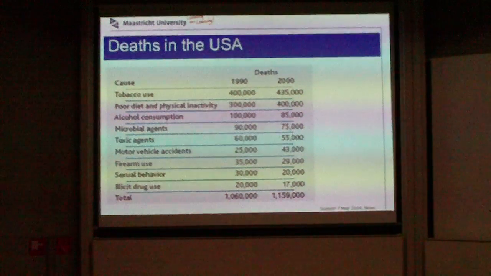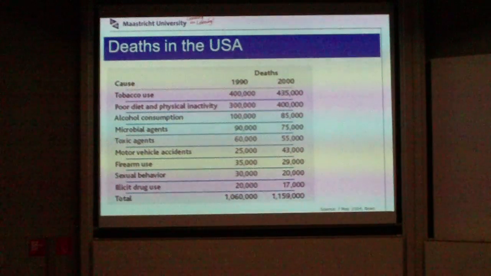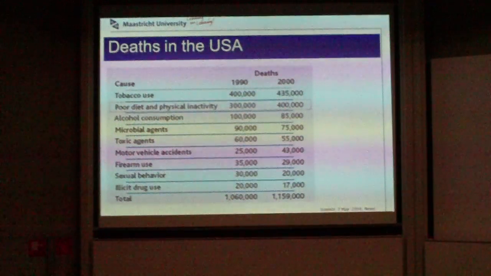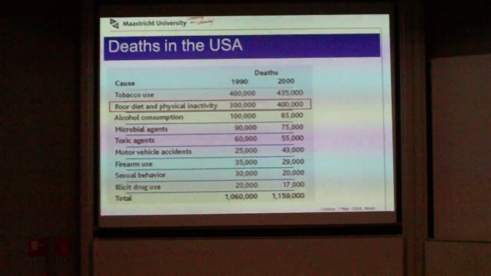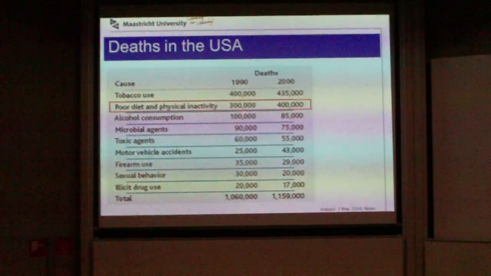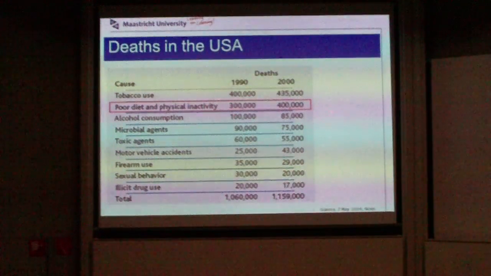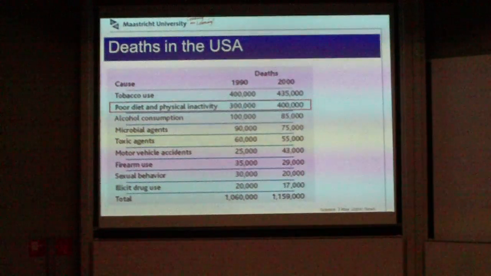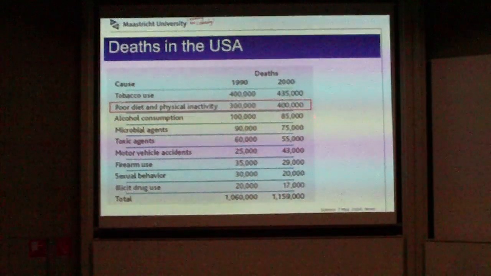This is the final slide on lifestyle. If you look at these figures, you see that a poor diet and physical inactivity contribute to a large amount of total deaths in the USA. But also tobacco use and alcohol consumption.